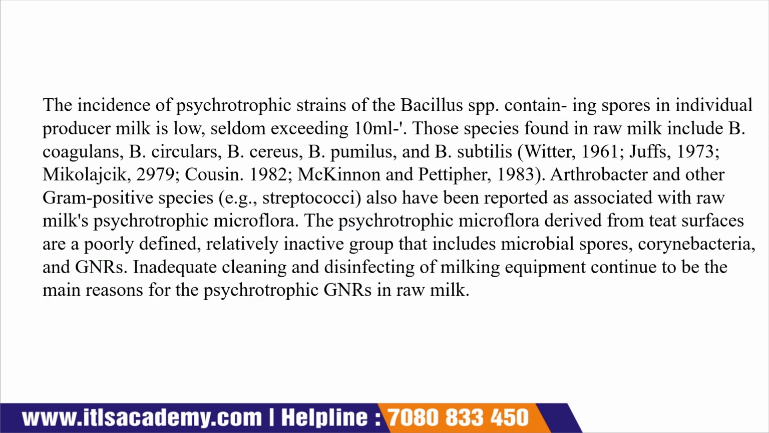The incidence of psychrotrophic strains of Bacillus species that contain spores in an individual producing milk is low, seldom exceeding 10 per ml. Species found in raw milk include B. coagulans, B. circulans, B. cereus, B. pumilus, and B. subtilis. Arthrobacter and other Gram-positive species have also been reported as associated with raw milk psychrotrophic microflora.